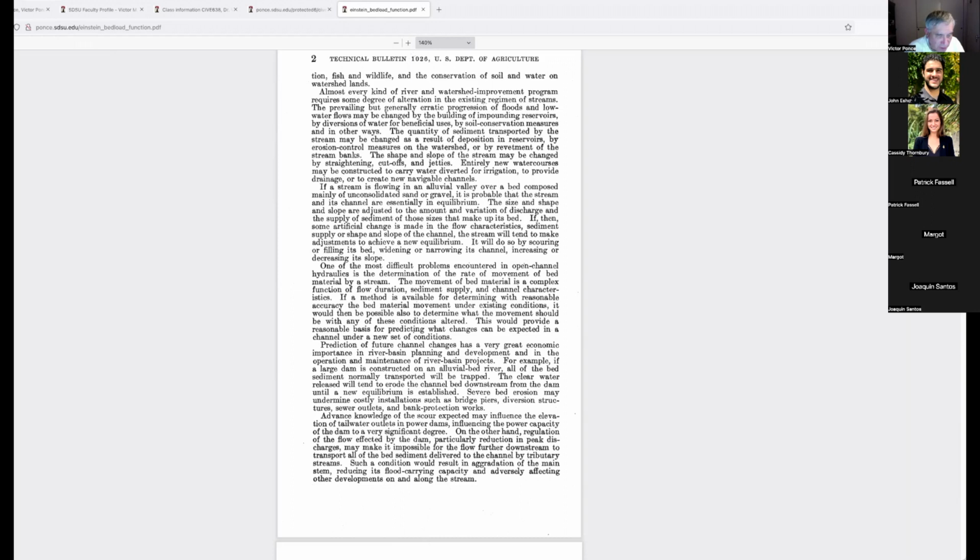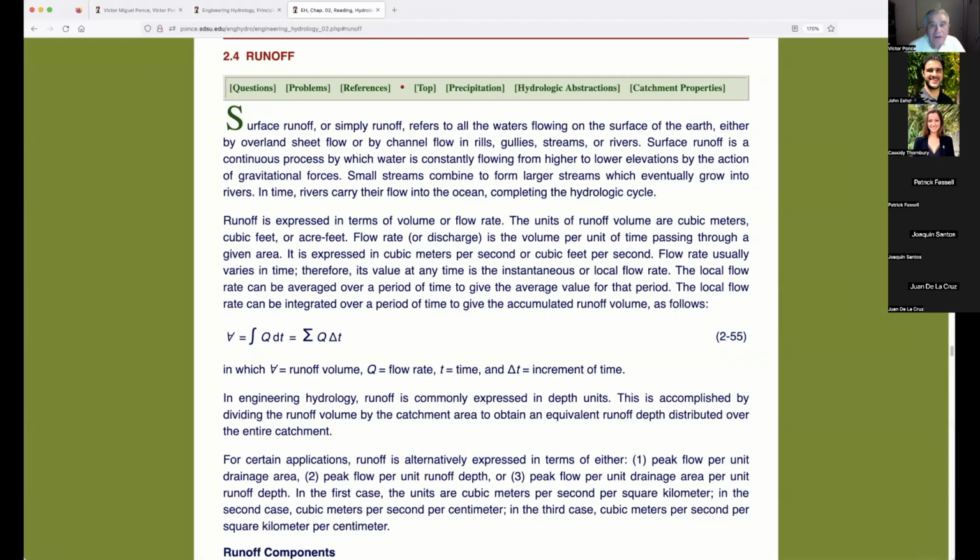Let's take a look if we can do that right now. If we can, I'm not sure, but we'll try. Engineering hydrology, chapter 2. Can you see what I see? You can still see it, right? Runoff, green page. I don't know. New share, I think it's new share right here. Now you can see it, right? Yeah, now you can see it. You need to refresh the share.